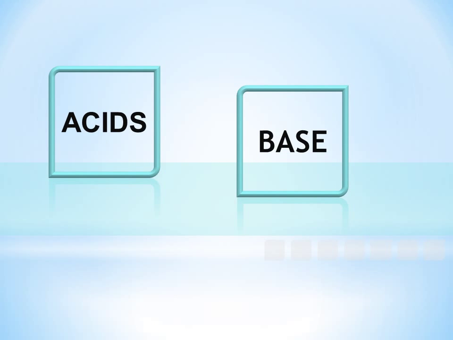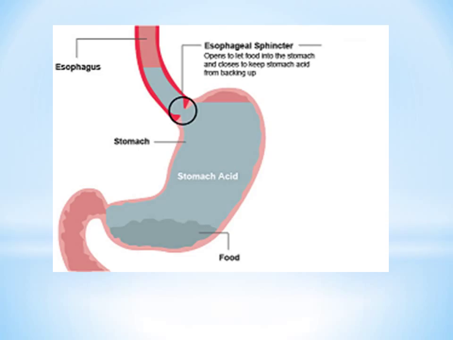Acids and bases. Now, most of us have, at some point, experienced heartburn, which is a result of the acid in our stomach coming into contact with the lining of our esophagus. When it comes into contact with that lining, it causes irritation, and this irritation is what we call heartburn.